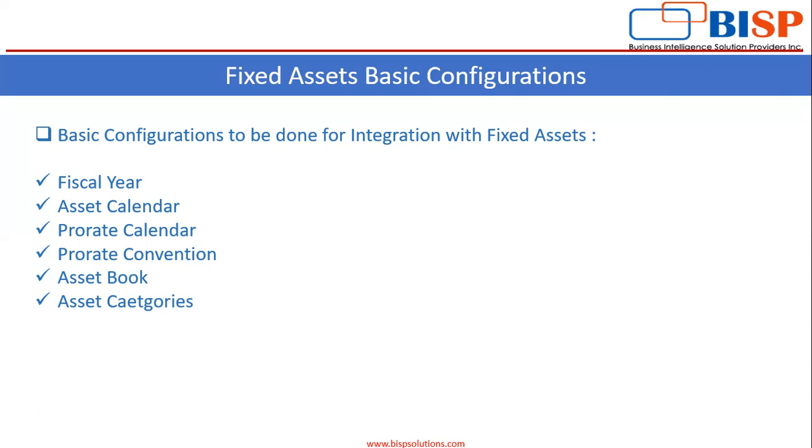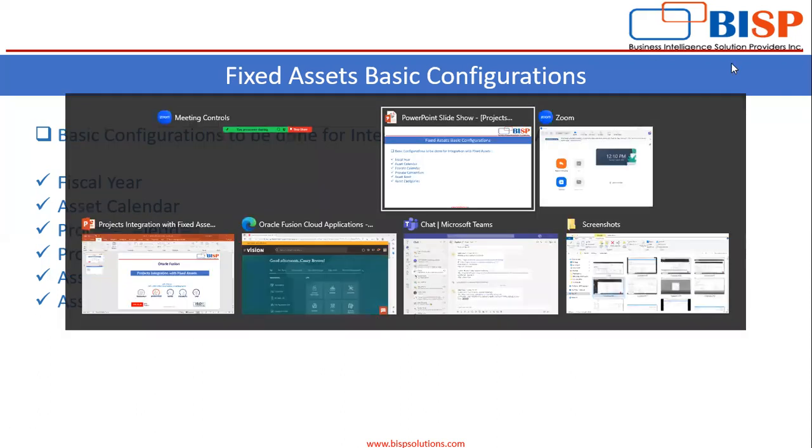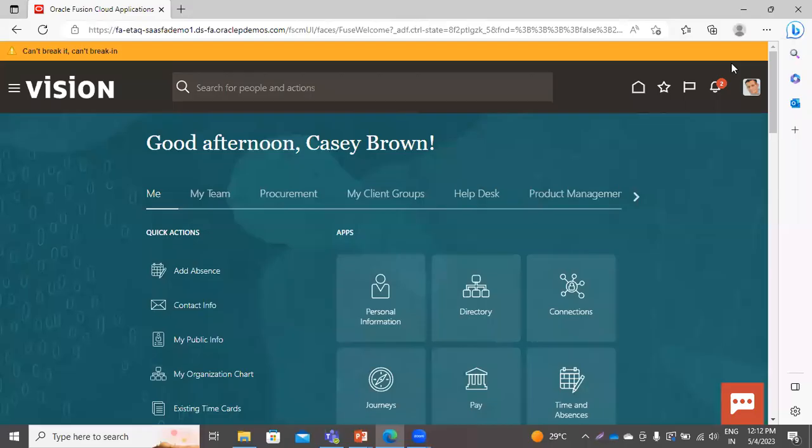You cannot run the depreciation on a single asset. Then you have to create the asset categories where you will give the depreciation method. Now we will move to our application to see how to do these basic configurations. So this is our application.